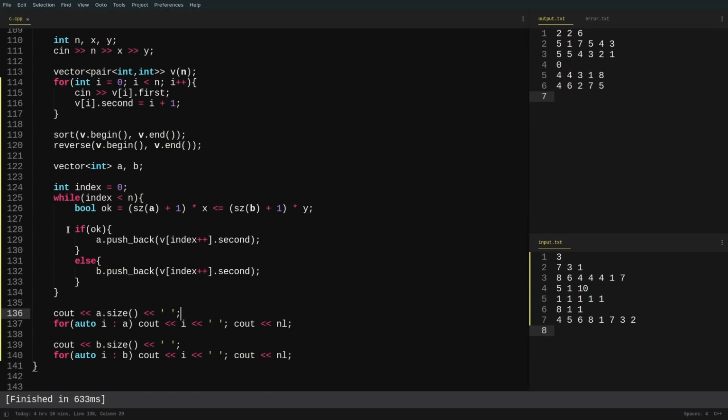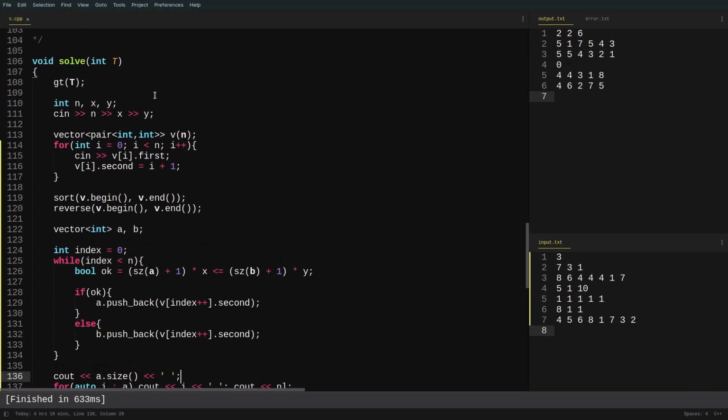So now let us have a look at the code. What do we do in the code? We just take 3 integers n, x and y, right? So x is the time taken by the first robot and y is the time taken by the second robot. Now I just initialize a vector of pairs, and I input the value in the first element of the pair, and I save the index in the second element of the pair. Now I just sort it by the default order, so it will be sorted in increasing order by the first value. So I just reverse it because I wanted the first value to be in decreasing order.